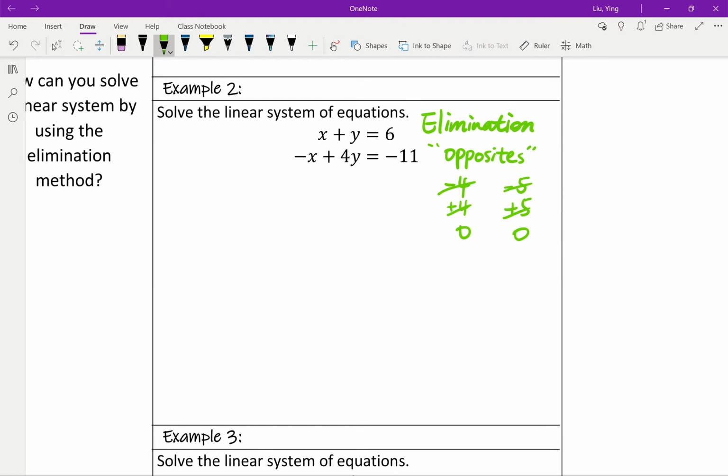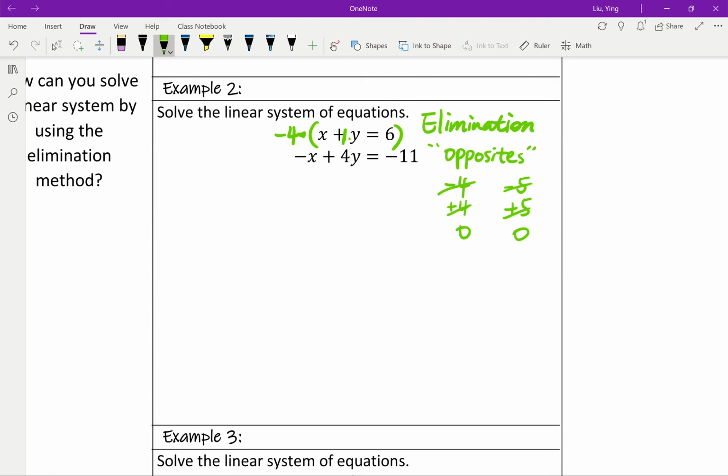So if you look at the y's, okay, one is 4, the other one is 1, right? So they're not opposites, but we can make them opposite. If the one on top is -4, then it's the opposite number of the 4 below. So we're gonna then think, okay, 1 times what is gonna be -4? Well, 1 times -4 is -4. So we're gonna think that, okay, we're gonna multiply this whole thing by -4.